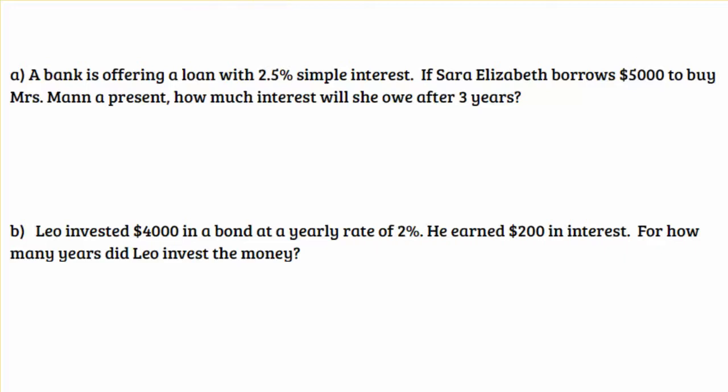Okay, with simple interest, we learned this formula: I equals P times R times T. And so in both of these, it's just a matter of figuring out what each number represents.